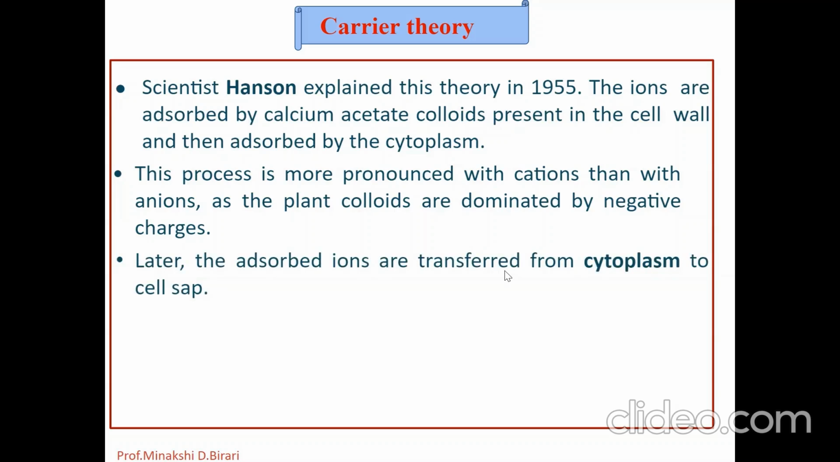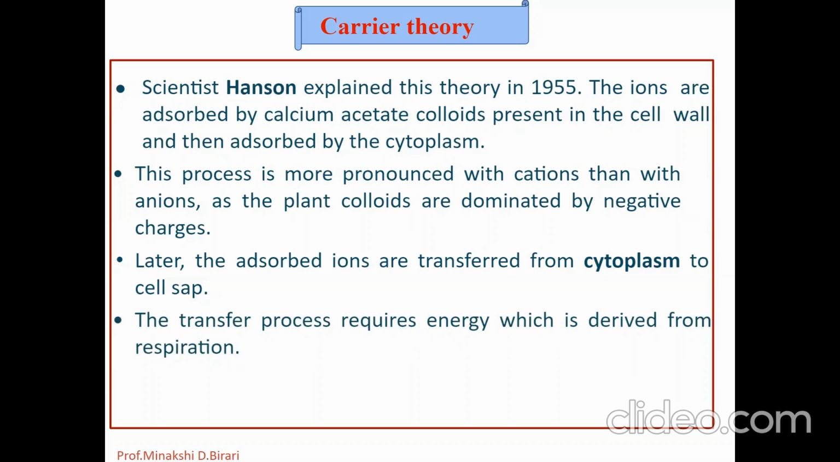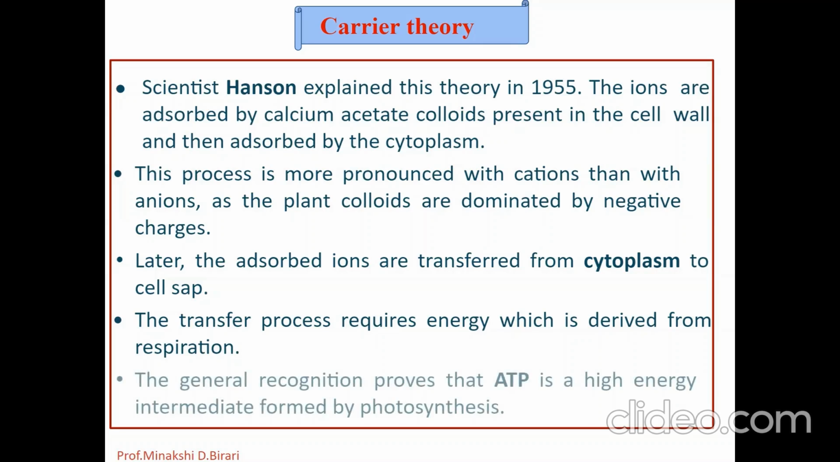Later, the adsorbed ions are transferred from cytoplasm to cell sap. The transfer process requires energy, which is derived from respiration. This is further confirmed by the fact that when root respiration is limited due to low temperature, poor soil aeration or low sugar supply from the leaves, ion absorption drops considerably. Therefore, it is clear that respiration gives energy for absorption.